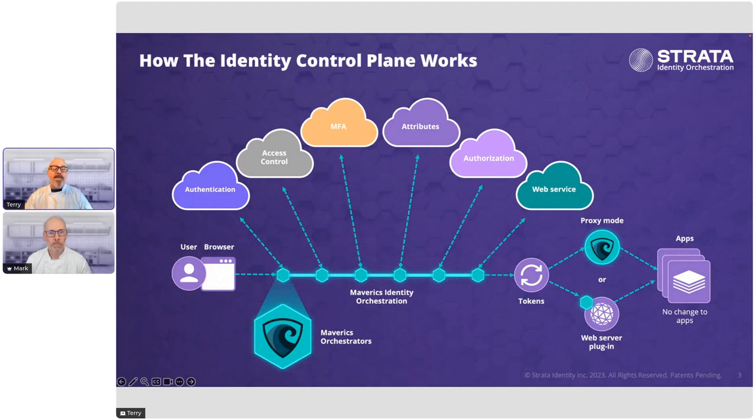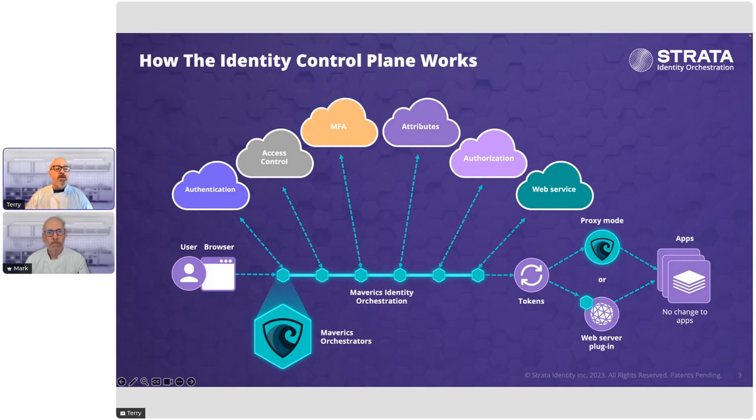But the way that we think about identity orchestration is the ability to decouple any or all of the common identity services that you may interact with through your applications, be those modern or legacy-based applications. The common services that we see people needing to interact with are authentication services, access control, and MFA. Those are frequently bundled in your identity provider today.